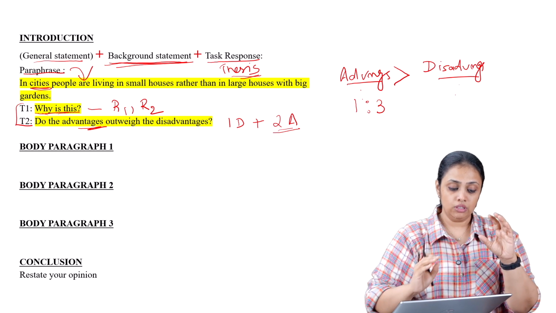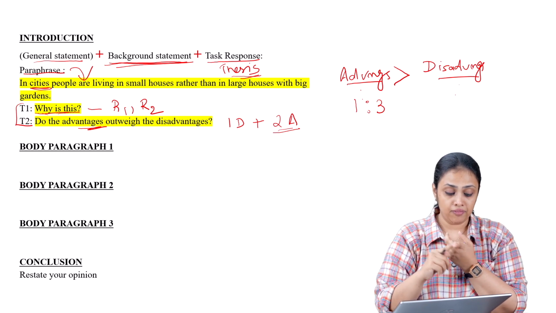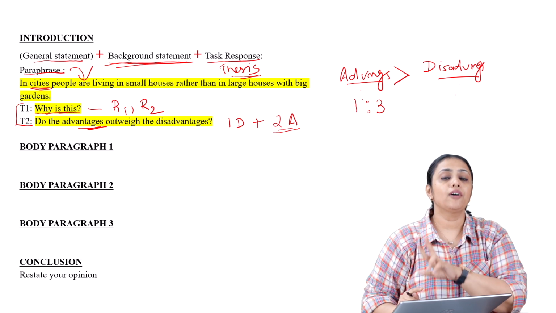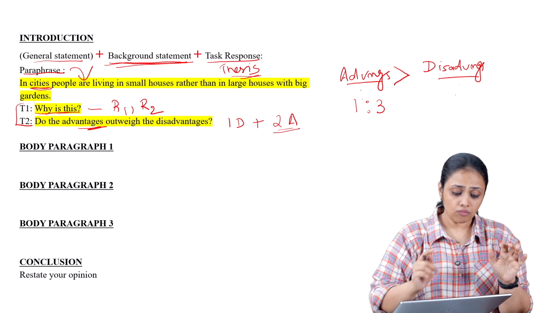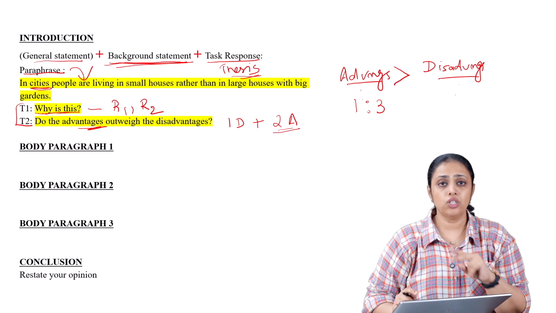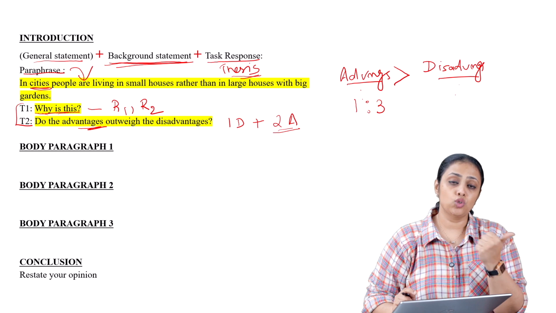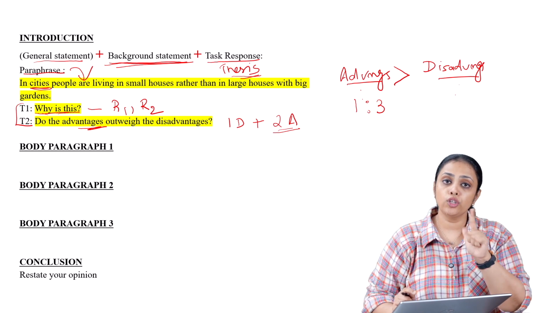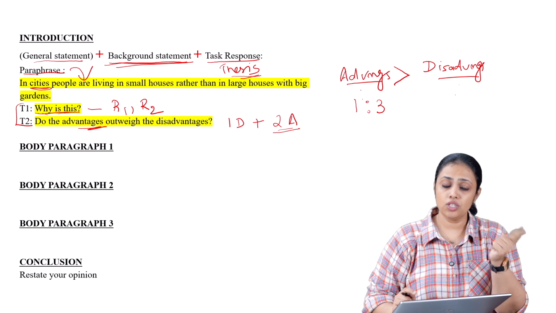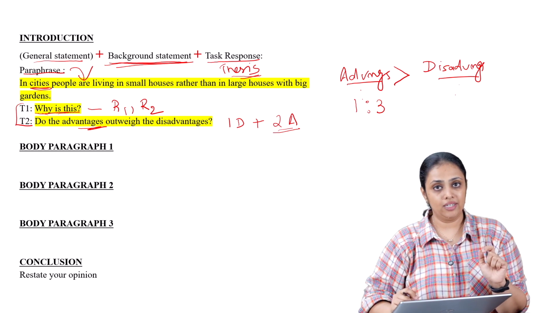Okay, so to write the introduction, the first step is you have to paraphrase the given statement. Then you have to put in your task response, that is the thesis. So here in this specific question, the task response will include 2 parts. One is giving a response to what is the reason for this trend, and the second one is you have to make it clear what your opinion is, whether generally this trend is more advantageous or more disadvantageous.